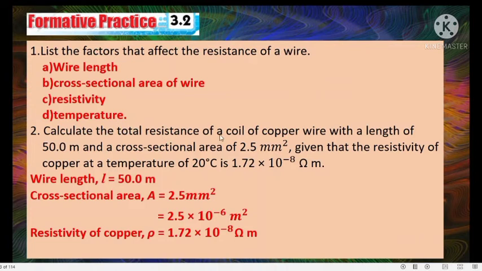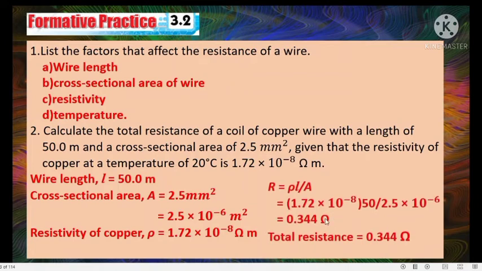Number 2, calculate total resistance of coil of copper wire with a length of 50 meter and cross-sectional area 2.5 millimeter squared, given that resistivity of copper at temperature 20 is 1.72 times 10 to the power negative 8 ohm meter. So wire length L equals 50 meter, cross-sectional area 2.5 millimeter squared, resistivity of copper also given, thus we get R equals rho L divided by A. So rho given, L is 50 divided by area. Thus we get 0.344 ohm.